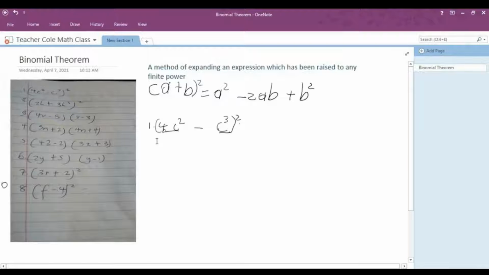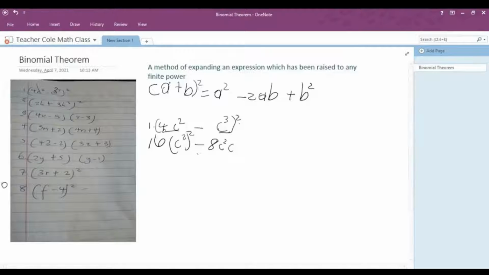So we have a squared, and 4 times 4 gives us 16. It asks us to square, and so we already have the c squared, and so we square the c squared. Then, following the formula, it says minus 2ab. So 2 times 4 is 8, and a is c to the second power, b is c to the third power.